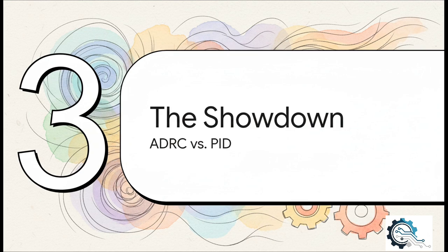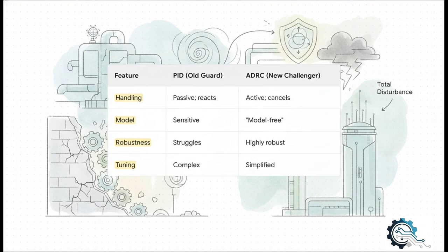Okay, so we've talked theory. Now let's see what this all means in a real head-to-head fight. Let's put the old guard, PID, up against this new challenger, ADRC, right in the middle of that power plant storm we talked about. I mean, just look at the comparison. The differences are just stark. PID is passive, ADRC is active.